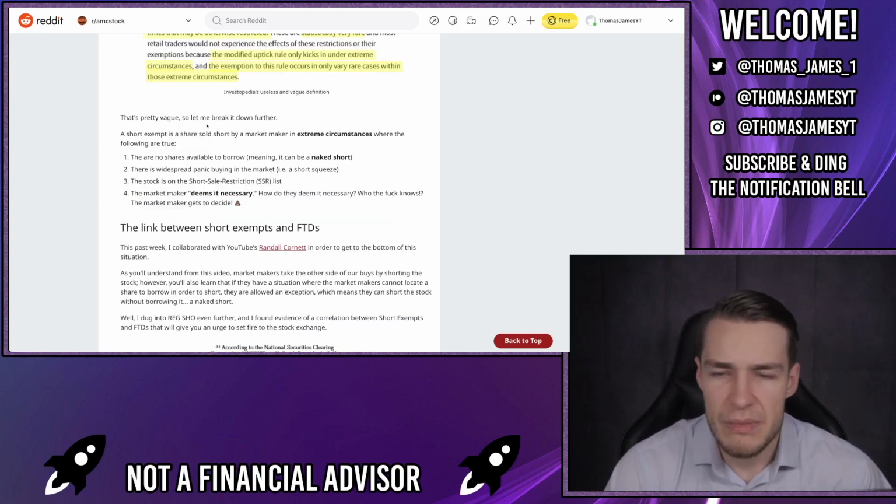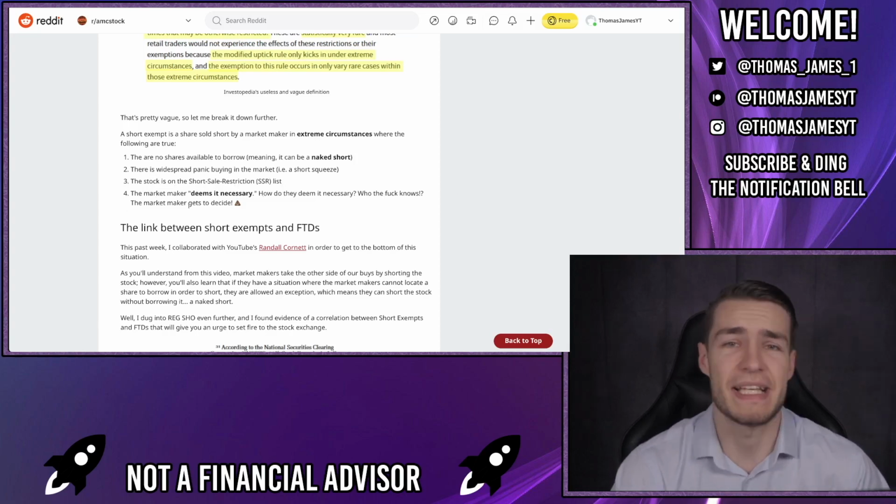That's pretty vague, so let me break it down further. A short exempt is a share sold short by a market maker in extreme circumstances where the following are true. There's no shares available to borrow, meaning it can be naked shorted. There's widespread panic buying in the market, as in a short squeeze. The stock is on the short sale restriction list, and the market maker deems it necessary. How do they deem it necessary? Who knows? The market maker gets to decide.